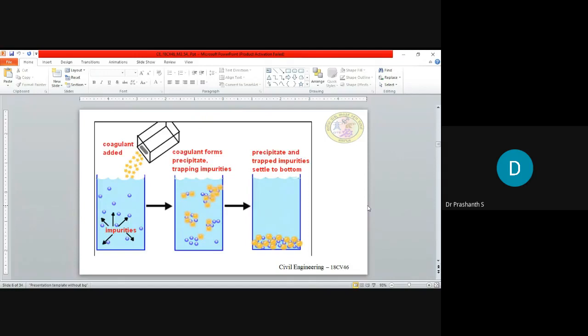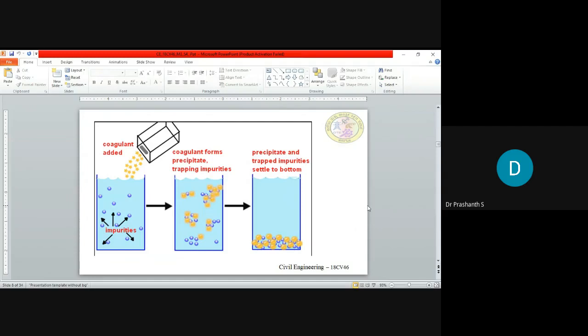Here I'm showing a slide. Impurities are there. In the first one, small colloidal impurities are not settling. They are moving up and down. They never settle. Even if you allow water for a year, sometimes these colloidal matter may not settle. So we have to remove it. Otherwise, we do not get good drinking water.